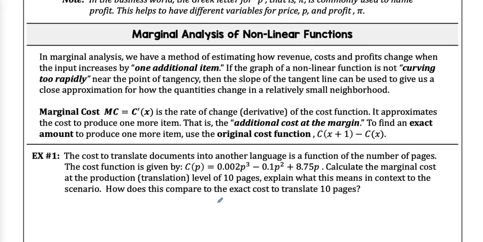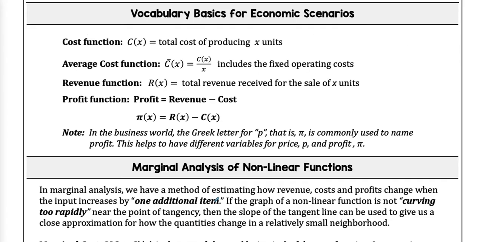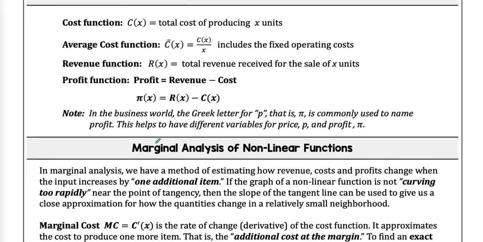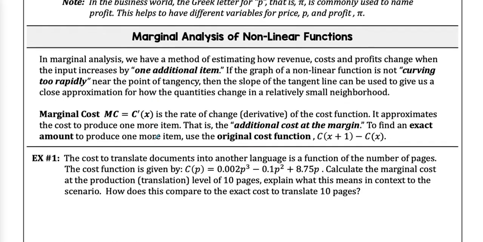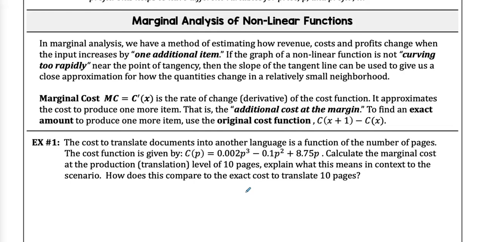Do you guys know about cost and revenue and things like that? You probably know profit. That's probably the one thing you know most about, right? Cost is how much it costs the company to make or buy things. Revenue is how much money they sell things for. And profit would be how much extra money they have after selling something and what they paid for it. So marginal cost is the rate of change of the cost function.